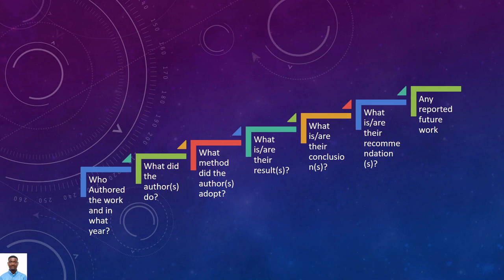And the final step is any reported future work, because in some literatures, the authors themselves would provide the future work. They will equally report it in their research. However, some don't. So you need to look at it and see what future work is there, because that is where the gap that you are looking for is. That is where the gap is.